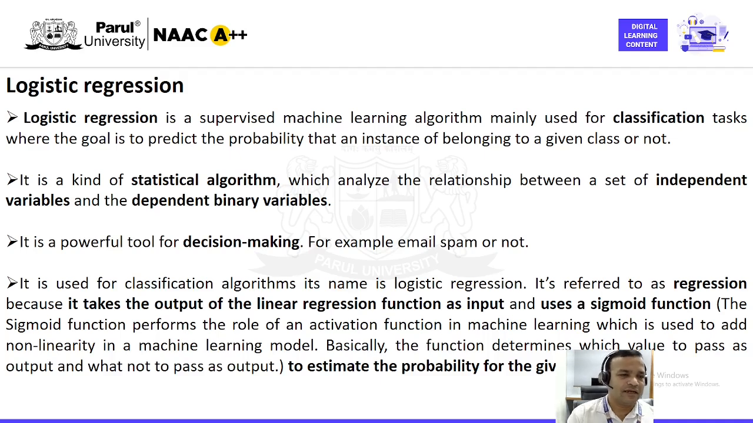Next one is logistic regression. Logistic regression is a supervised machine learning algorithm which is mainly used for classification tasks, where the goal is to predict the probability that an instance belongs to a given class or not.